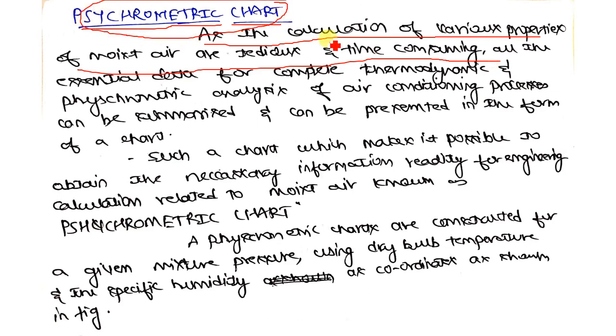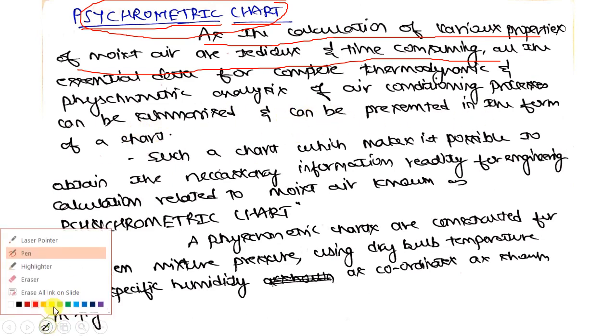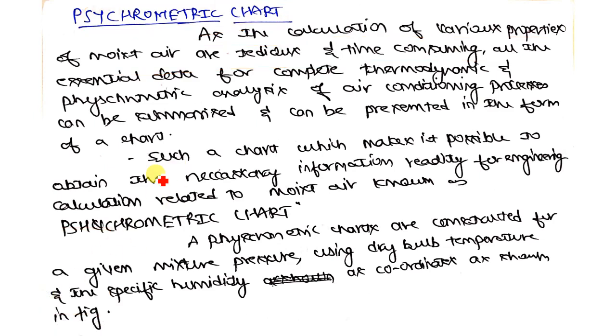All the essential data for the complete thermodynamic psychometric analysis and the air conditioning process can be summarized and presented in the form of a chart. That is what I told you. All these properties are summarized and presented in the form of a single chart, which is known as a psychometric chart. Such a chart makes it possible to obtain the necessary information readily for engineering calculations related to moist air. Psychometric charts are only related to moist air, where the vapor content and the dry air aspects are all covered. So when analyzing such a moist air working substance, we will be using the psychometric charts.